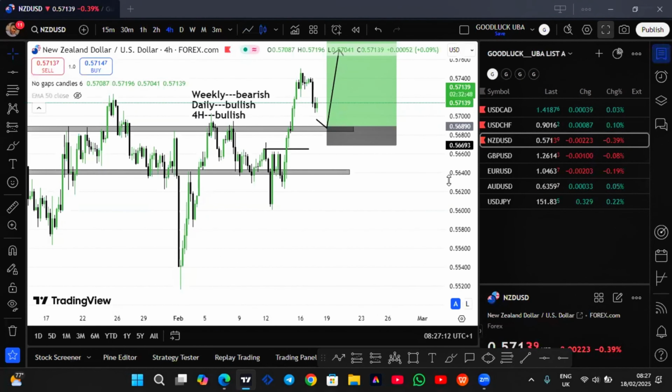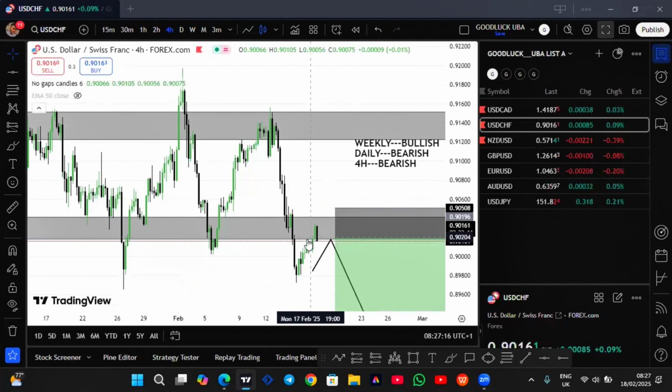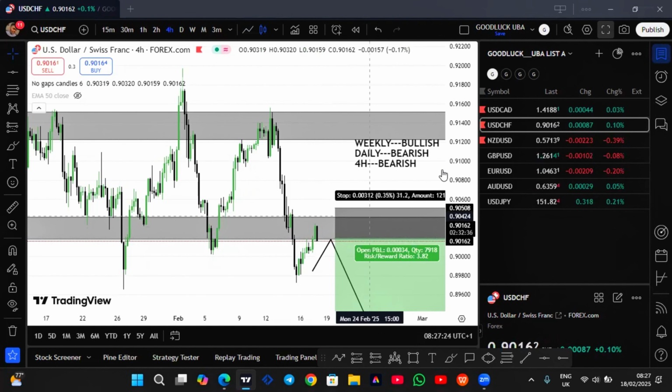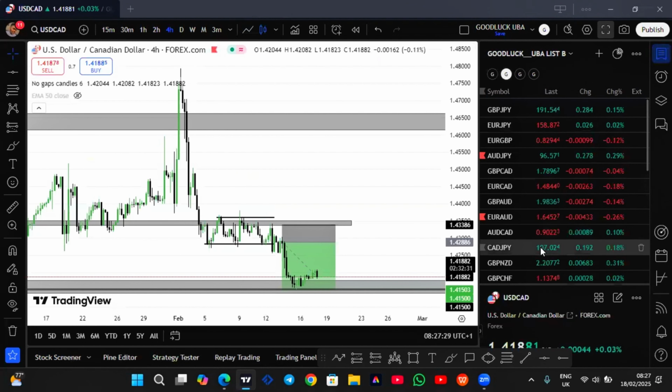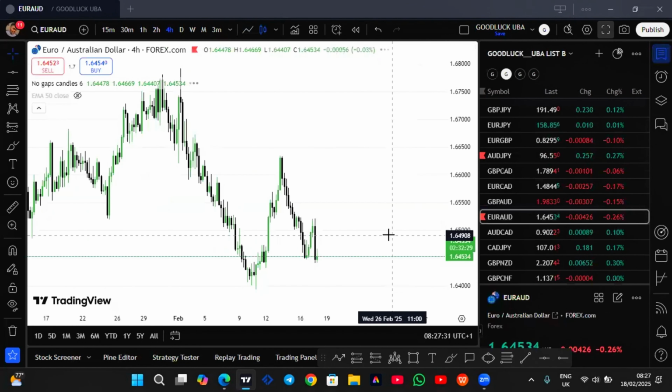We don't want a dull market. We want something fast. Like USD CHF now, price is already in our area of interest. Price has come to us. On USD CAD, we're already selling USD CAD. On EUR AUD, we're already selling EUR AUD.